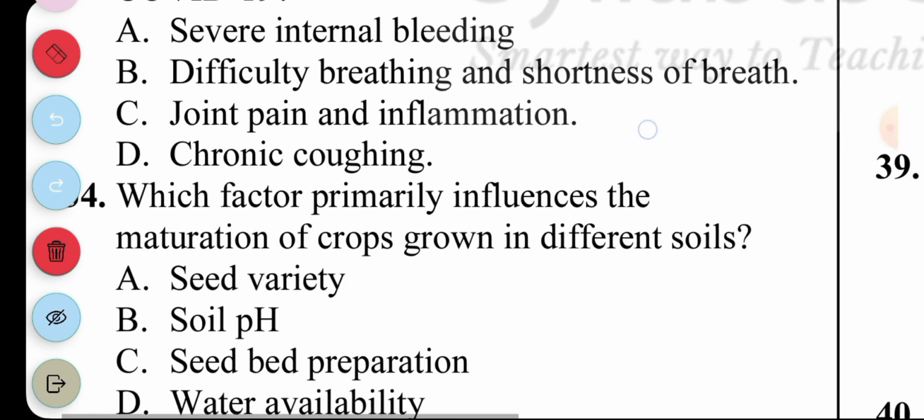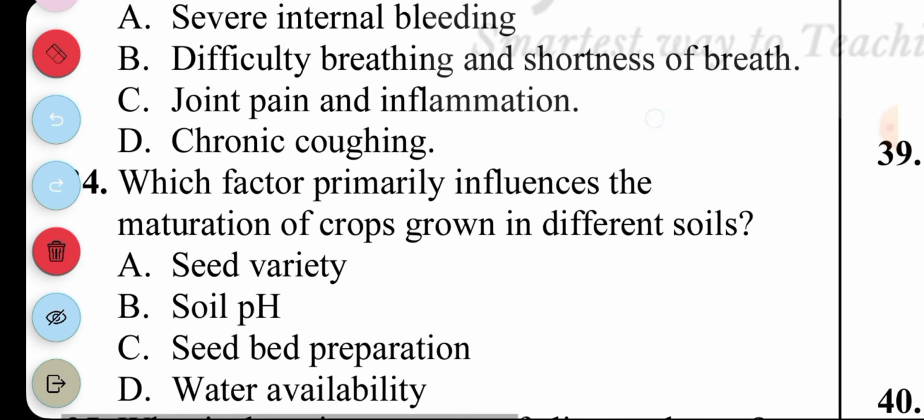34. Which factor primarily influences the maturation of crops grown in different soils? A. Seed variety. B. Soil pH. C. Seedbed preparation. D. Water availability. The answer to this is B. Soil pH.